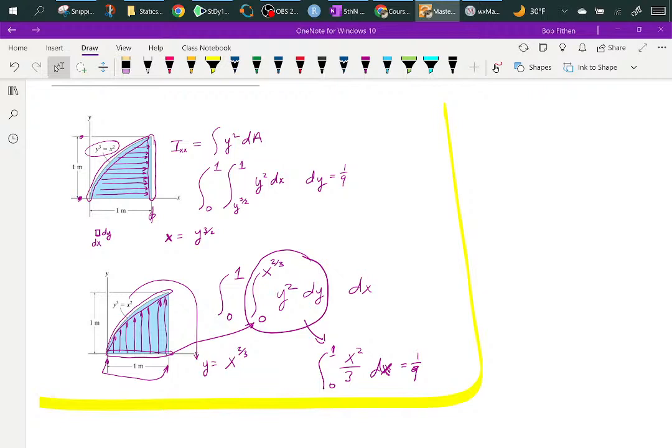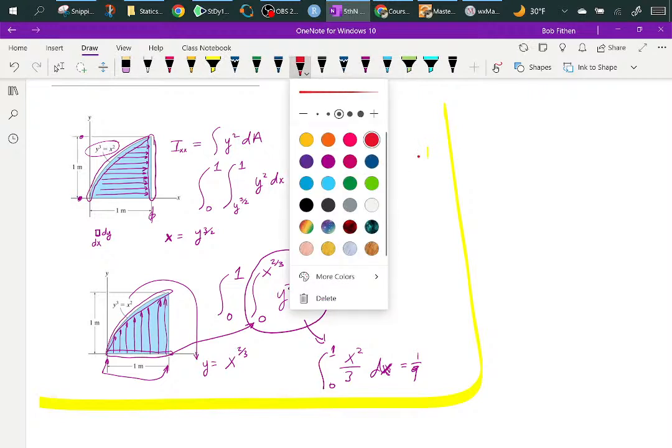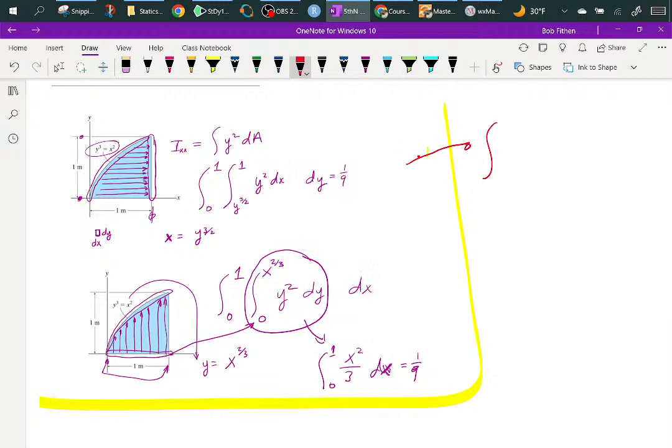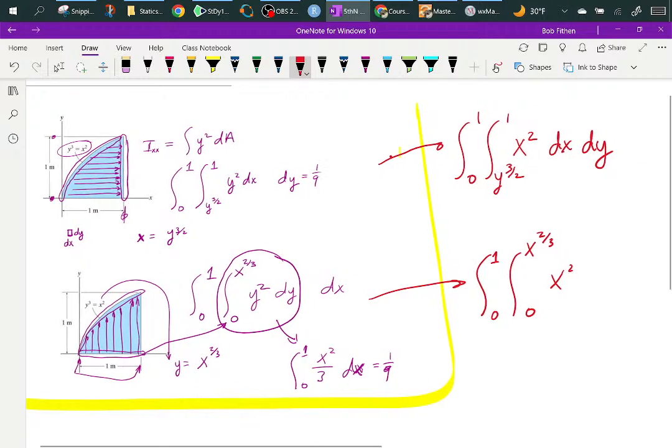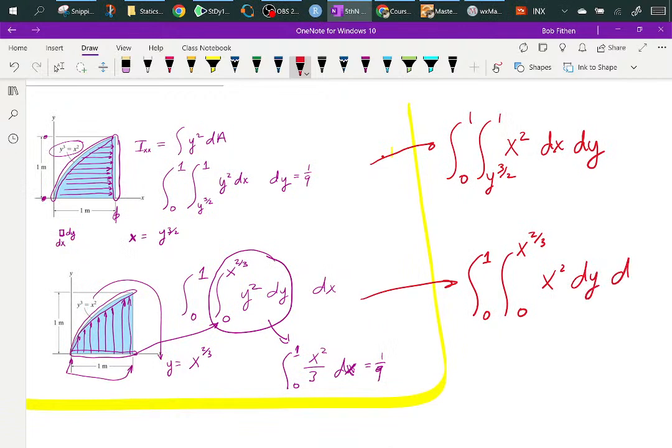Okay. So now, instead of finding the first one here, maybe I'm looking to find the integral of x squared. Okay, so then I'm going to come over here. Give me a second. 0, 1, 0, x to the 2/3, x squared dy dx. Did I copy that down right? I think so.